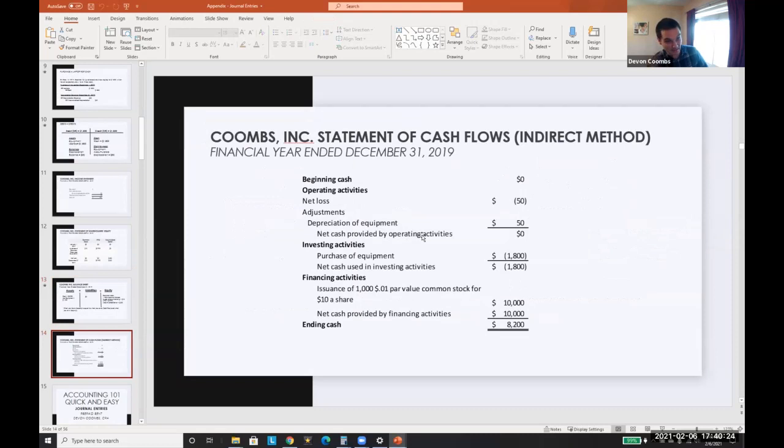And then you'd see the statement of cash flow here. In my investing activities, my purchase of equipment, I'd lose $1,800. I'd have a loss related to my depreciation. And then my cash would equal the 10,000 minus the 1,800.